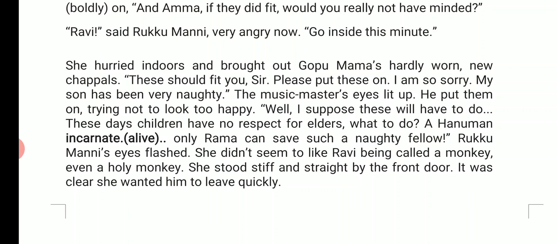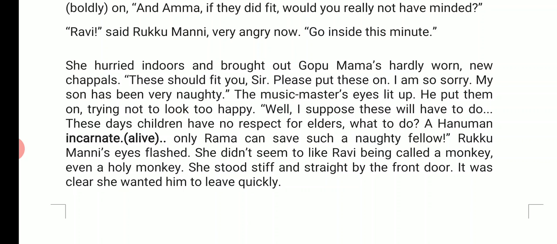She hurried indoors and brought out Gopu Mama's hardly worn new chappals. So now Rukmini went inside and brought Gopu Mama's chappals that were very new. "These should fit you, sir. Please put these on. I'm so sorry. My son has been very naughty." So now what happened? Rukmini brought the chappals and gave them to the music master. And she apologized for her son and said, "He is very naughty. I'm so sorry. Please take these chappals."